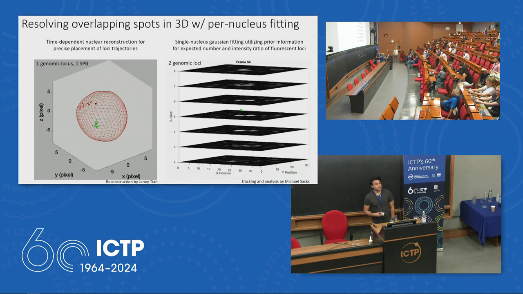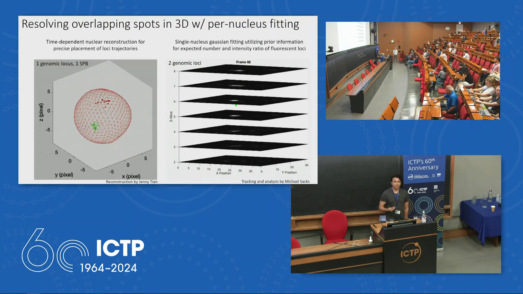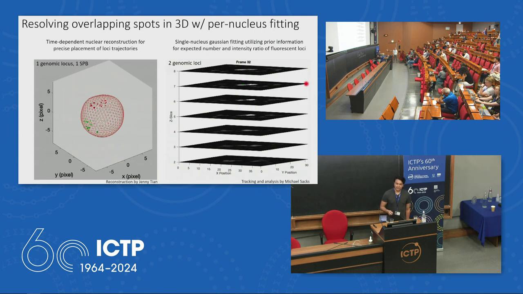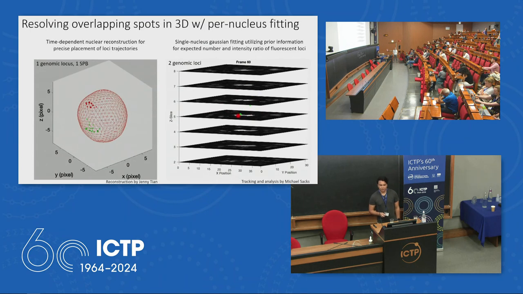One of the advantages of doing this cell segmentation workflow is that it allows us to do per-nuclei Gaussian fitting. When we're trying to impose, say, five spots simultaneously, what we really need is the ability to tell the Gaussian fitting algorithm that it should be looking for five spots. Otherwise, it's quite a struggle. In this case, you should be visualizing two genomic loci. Sometimes the spots come within too close a physical distance and can't be resolved anymore, but this algorithm lets us start troubleshooting those problems.